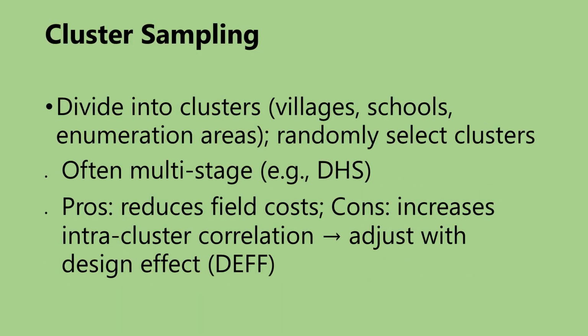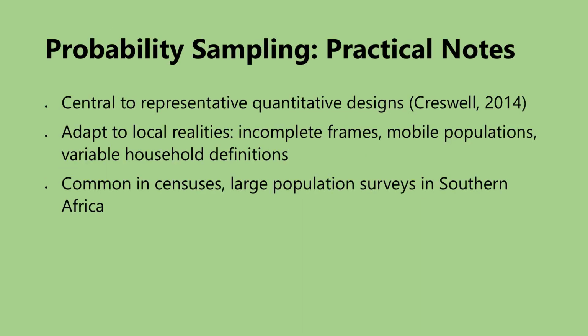Cluster sampling involves dividing the population into clusters and randomly selecting them, reducing costs but requiring adjustments for intra-cluster correlation. Probability sampling is central to representative designs, adapting to local realities, and commonly used in large surveys in Southern Africa.